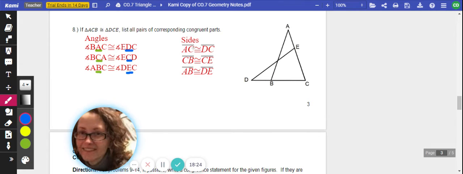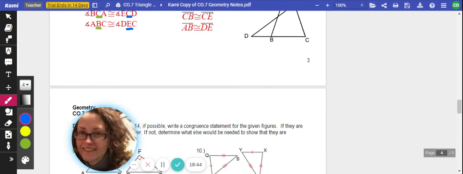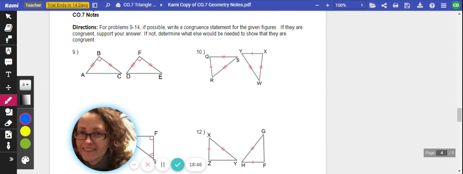And then for sides, I'm just using that same pattern as we did with the last 3 problems. So the first 2, A and C, match the first 2 over here, D and C. Second 2, C and B, match the second 2, C and E. So if you have any questions on those, please go ahead and ask during our Google Meet or in class.